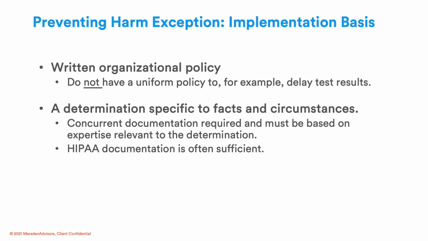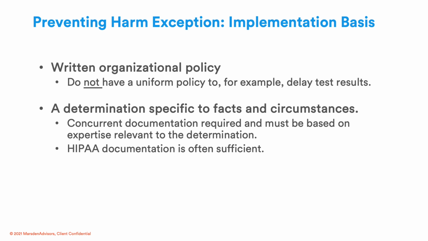That brings us to the last condition of the preventing harm exception, implementation basis. There are two ways to implement a preventing harm exception. One is through written organizational policy, and the other is a determination specific to facts and circumstances. For written organizational policy, this could be something along the lines of not releasing notes to a personal representative that's suspected of abuse. That way you don't have to have a lot of concurrent documentation stating why you didn't release the record. It's organizational policy.